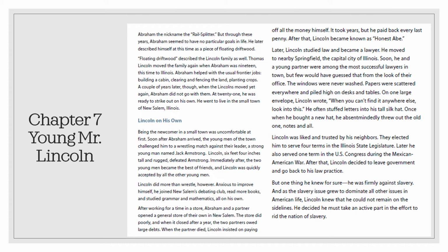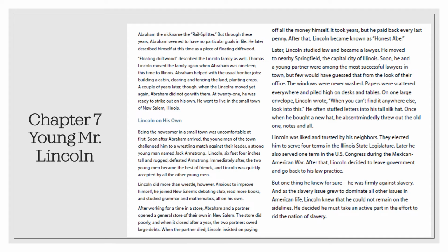Lincoln on his own. Being the first newcomer in a small town was uncomfortable at first. Soon after Abraham arrived, the young men in the town challenged him to a wrestling match against their leader, a strong man named Jack Armstrong. Lincoln, 6 feet 4 inches tall and rugged, defeated Armstrong. Immediately after, the two young men became best friends, and Lincoln was quickly accepted by all the other young men.